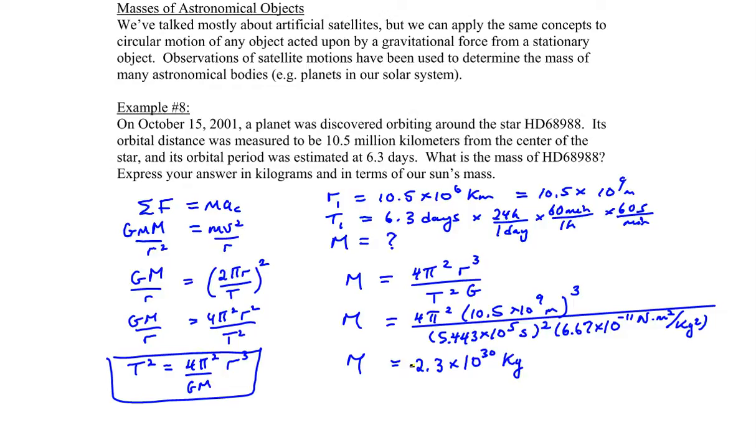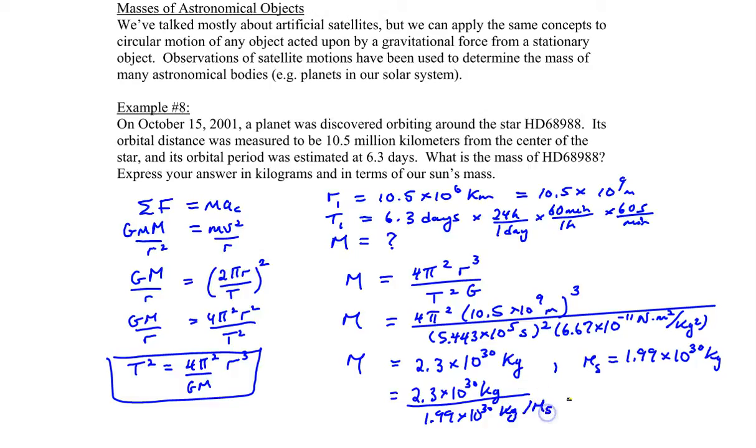Now they also wanted to compare this to the mass of our own sun. The mass of our sun is 1.99 times 10 to the power of 30 kilograms. You could Google that and see that it's that value. So if we want to find this in terms of that, you would take 2.3 times 10 to the power of 30 kilograms and divide it by 1.99 times 10 to the power of 30 kilograms for the mass of the sun, and you'll find that the mass of this star is about 1.2 times the mass of our sun.